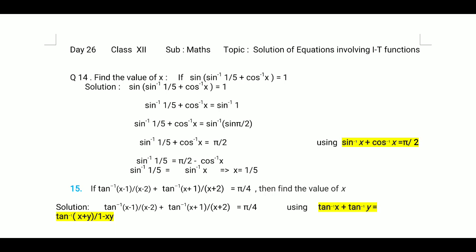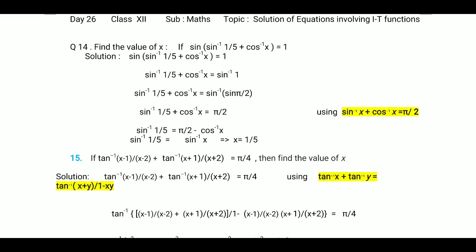Now taking sine to the right side, that will become sine inverse. So sine inverse 1 by 5 plus cos inverse x is equal to sine inverse 1. That means sine inverse 1 by 5 plus cos inverse x is equal to sine inverse, and 1 is the value of sine 90, that is sine pi by 2. So this becomes sine inverse sine pi by 2. Now sine inverse and sine both remove. We get sine inverse 1 by 5 plus cos inverse x is equal to pi by 2.